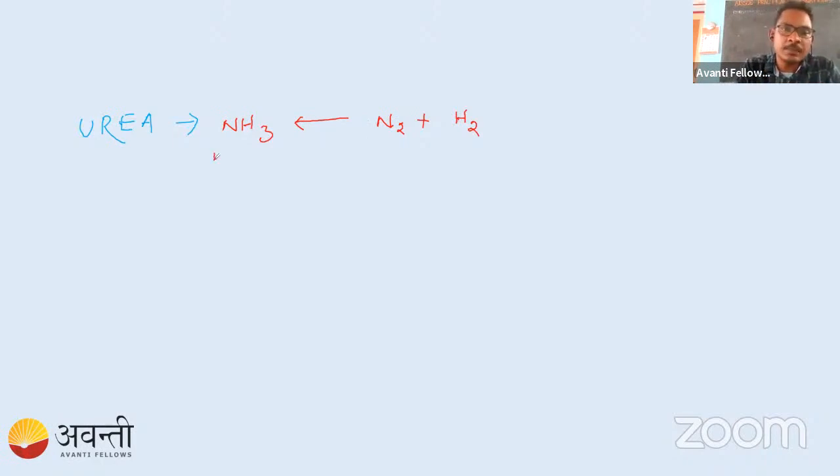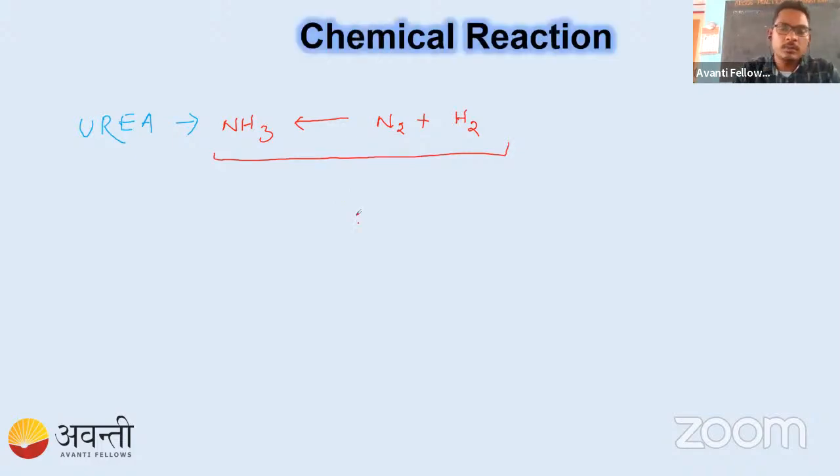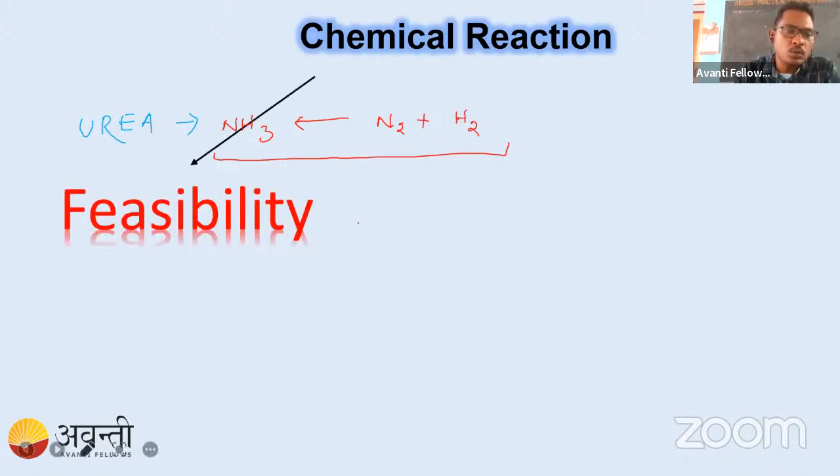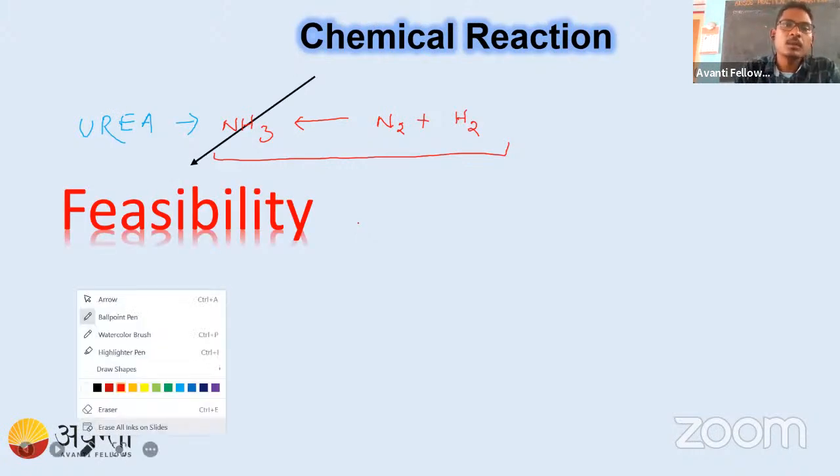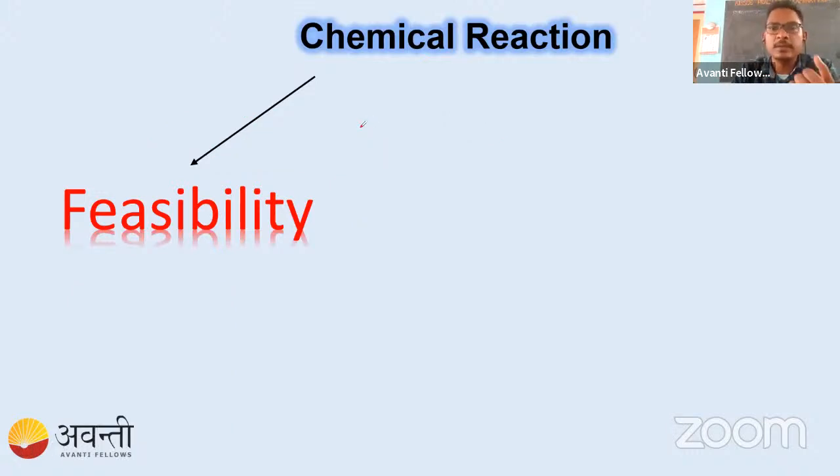So let's take this example only: nitrogen reacts with hydrogen to give us NH3. For any chemical reaction, we need to know three things. One is feasibility. Feasibility means whether the particular reaction is taking place or not. Suppose you take coal, it will convert into diamond, so it is possible. Suppose you take some plastic, can it convert into diamond? No, it will not. So the feasibility is not there.